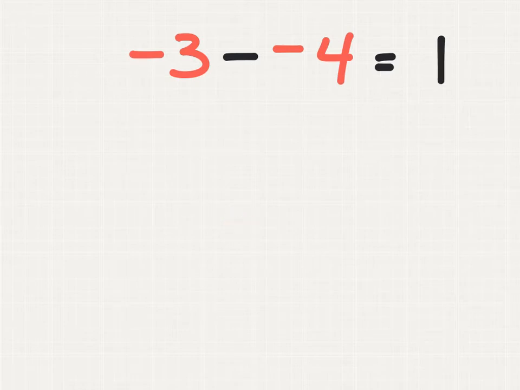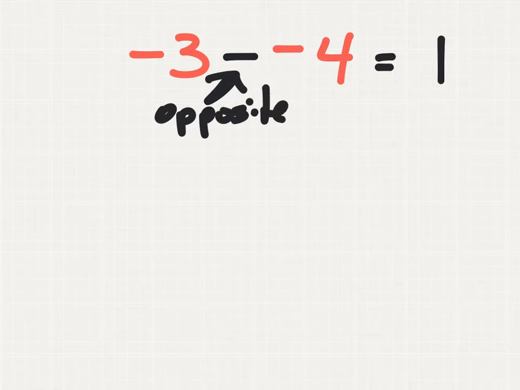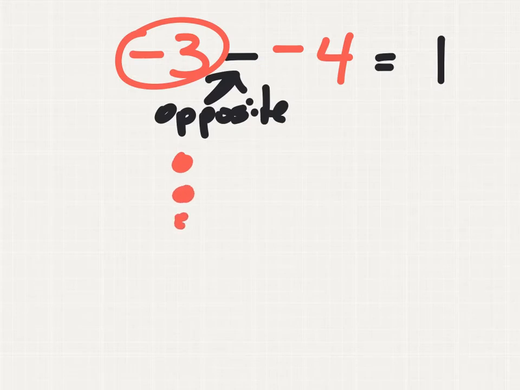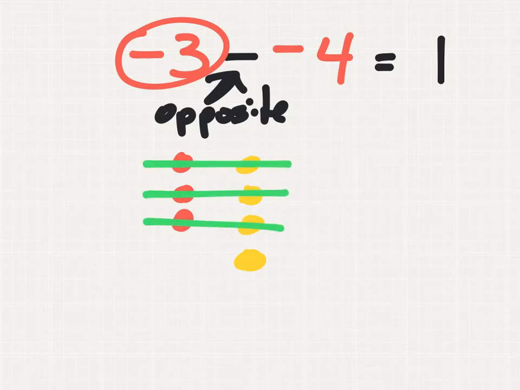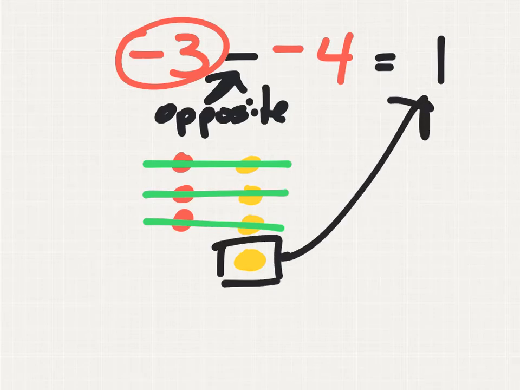Now, let's look at this another way. What if I read this subtraction sign as opposite? So I would have negative 3, and the opposite of negative 4. Well, the opposite of negative 4 would be positive 4. I could eliminate my 0 pairs, and look at this. I've got positive 1 counter remaining.